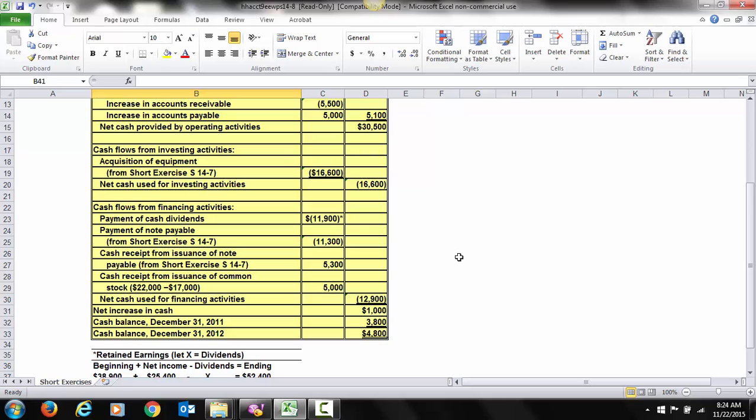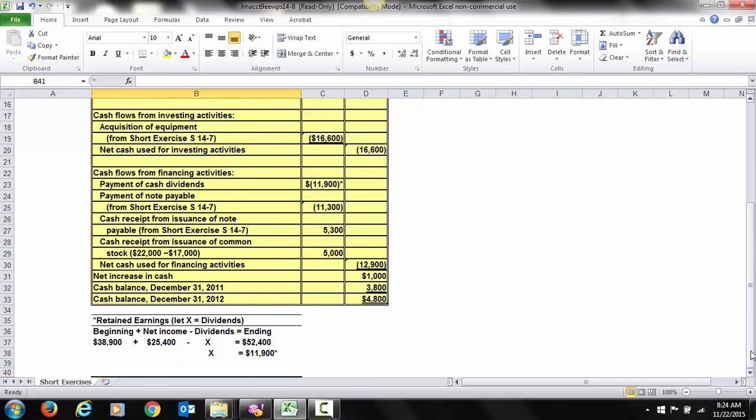We're now going to move on to the financing activities, right? Anything that is a long-term liability or a change in common stock, or once again, we have to analyze another section here, which is retained earnings. Let's start with what's going on in retained earnings.